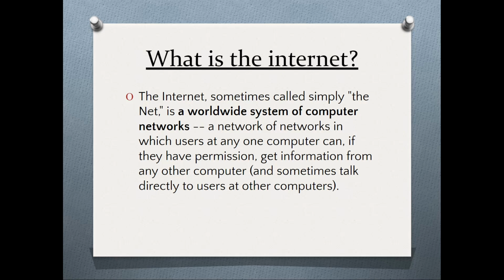What is the internet? The internet, sometimes called simply the net, is a worldwide system of computer networks, a network of networks in which users at any one computer can, if they have permission, get information from any other computer, and sometimes talk directly to the users at other computers.